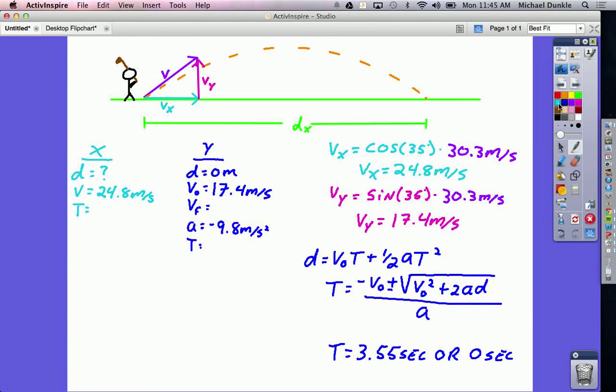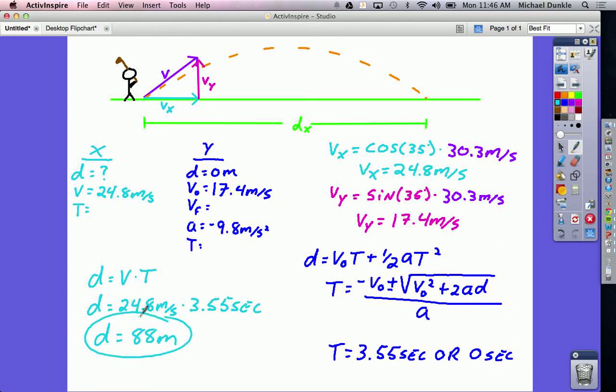Now we're going to use that in the x direction. Our equation in the x direction for distance is velocity multiplied by time. So we're taking our x velocity of 24.8 meters per second, multiplying it by our time of flight of 3.55 seconds. And when we multiply those two together, we get 88 meters for how far our golf ball is going to go. And that's how we solve the going golfing problem.